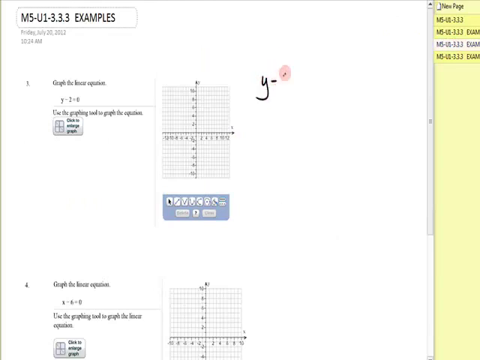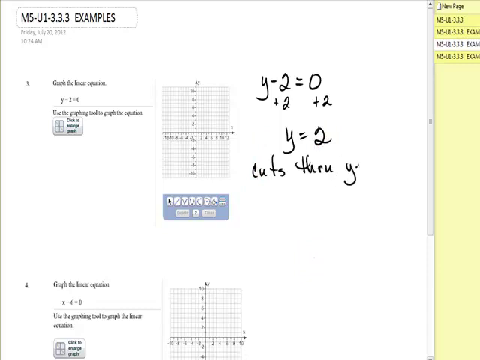This one starts out as Y minus 2 equals 0. Well, it needs to be in the form Y equals. So I'm going to add 2 to both sides. So I have Y is equal to 2. It cuts through the Y-axis at 2. So the Y-axis at 2, line drawing tool, that point for sure. Any other point on the horizontal line that cuts through the Y-axis at 2.